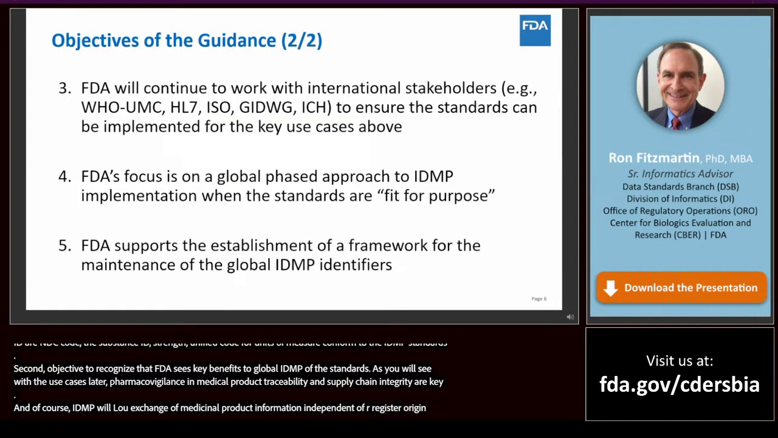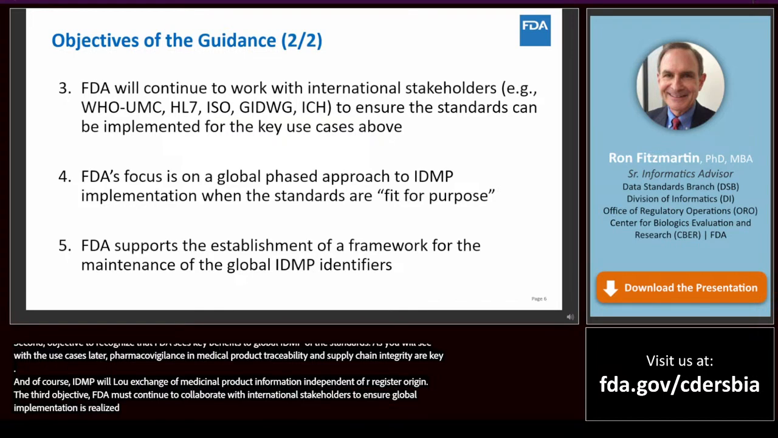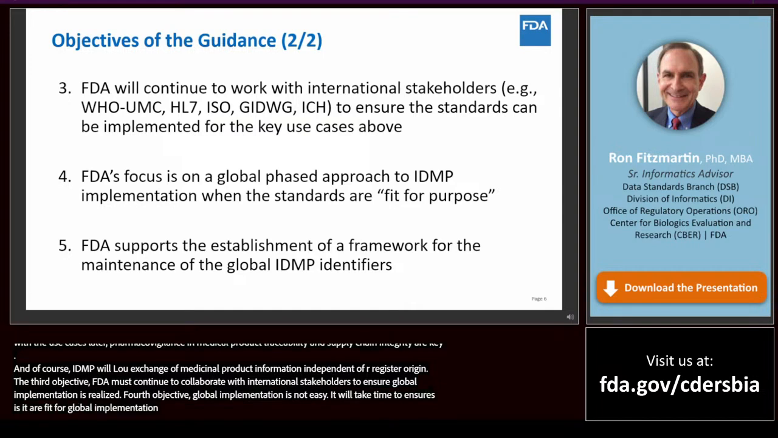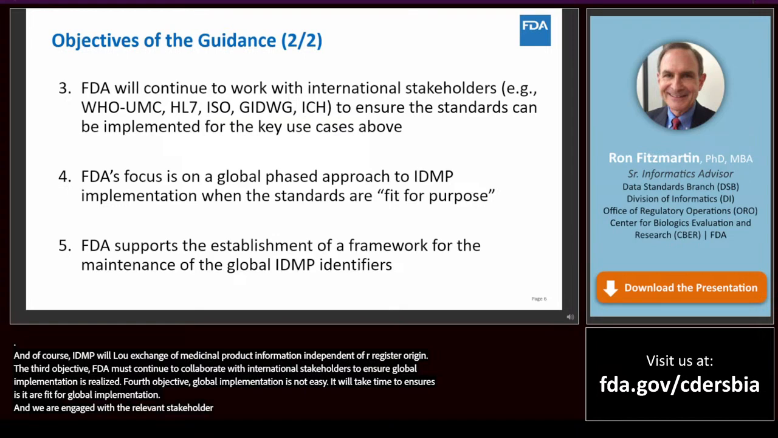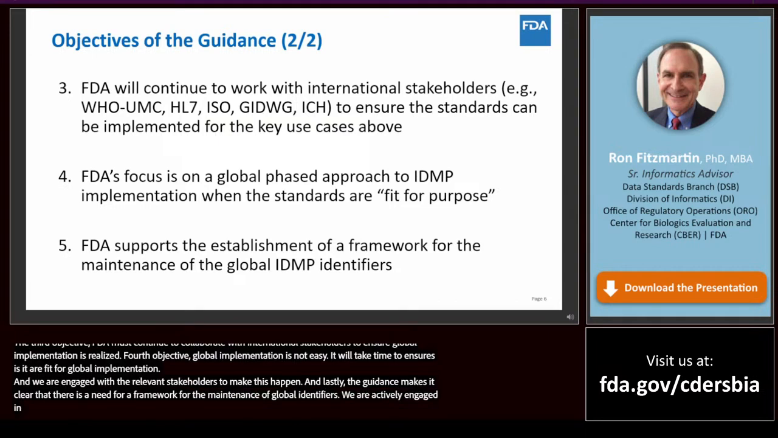The third objective, FDA must continue to collaborate with international stakeholders to ensure that global implementation of the standards is realized. Fourth objective, global implementation is not easy. So we understand that it will take time to ensure that the standards are fit for global implementation. And we are engaged with the relevant stakeholders to make this happen. And lastly, the guidance makes it clear that there is a need for a framework for the maintenance of global identifiers. We are actively engaged in this as well.